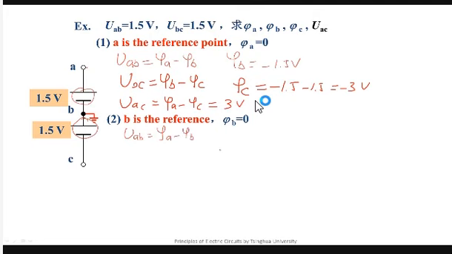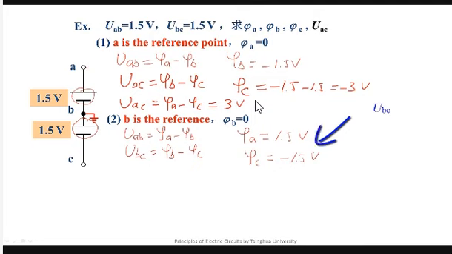then we know phi A equals 1.5 volts. Similarly, since UBC equals phi B minus phi C, then we know phi C equals minus 1.5 volts. Also, according to the above discussion, UAC equals phi A minus phi C equals 3 volts.